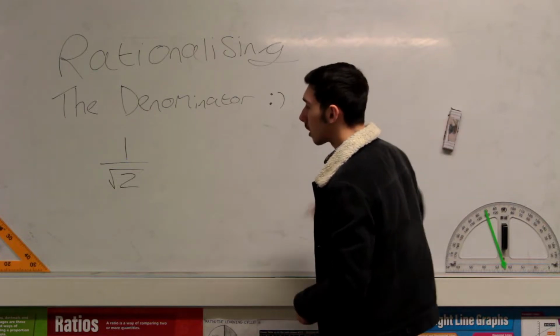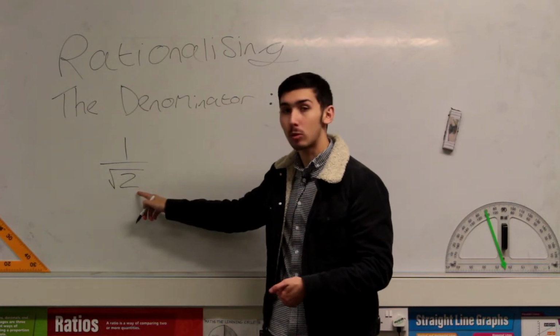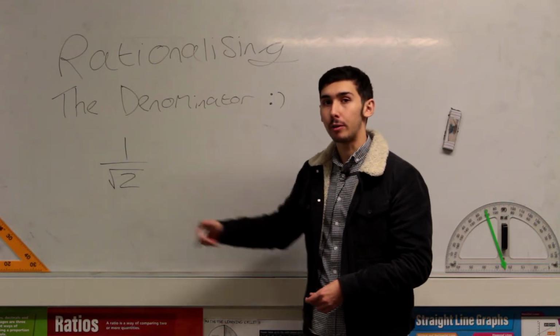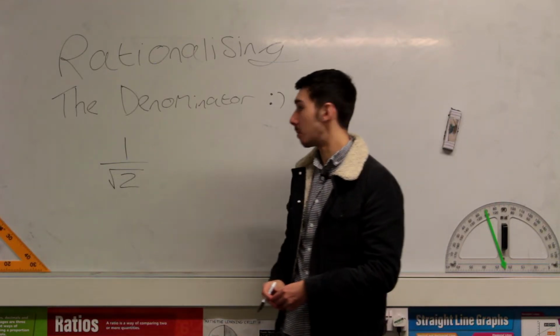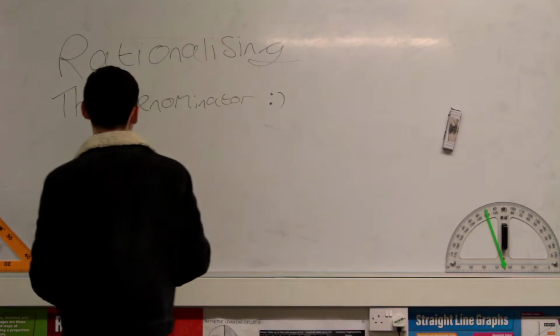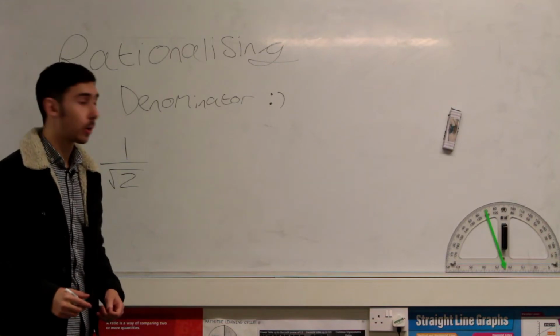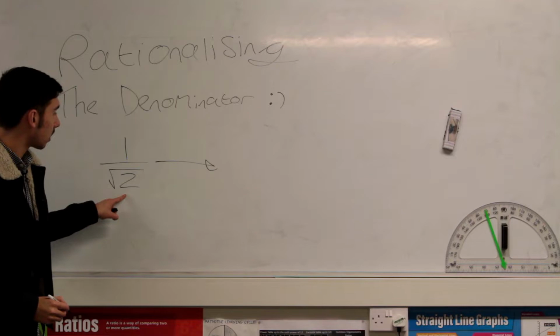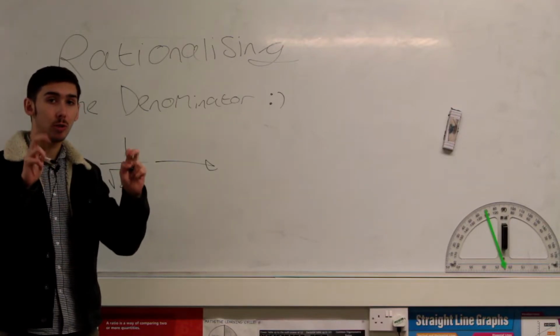We call numbers like pi and the square root of 2 irrational numbers because they do go on forever, just like me sometimes, when you get me talking about maths. So, what a perfect segue into actually getting to the topic. How do we make this turn into something which is rationalized?